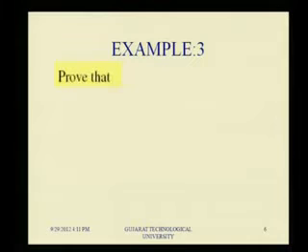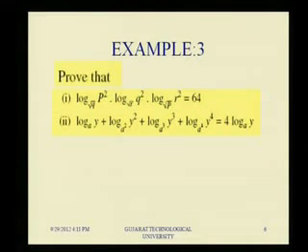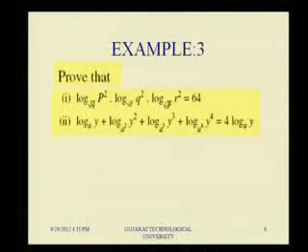Third example, we want to prove two results. First result is log base root q of p square into log base root r of q square into log base root p of r square equal to 64. Let us see on the table. Question is log root q of p square into log root r of q square into log root p of r square equal to 64. LHS.